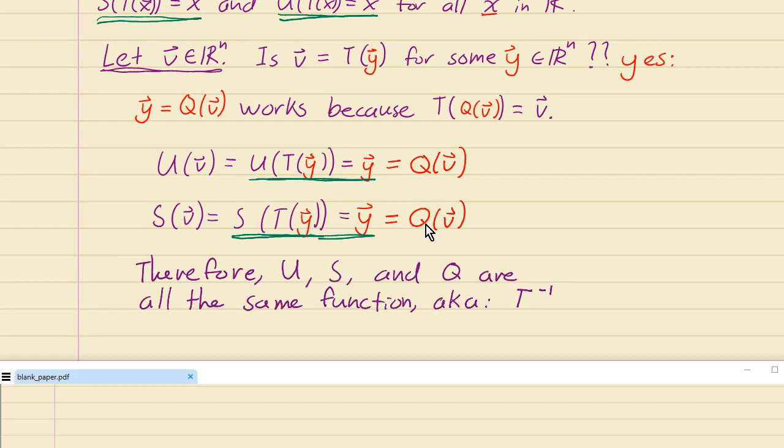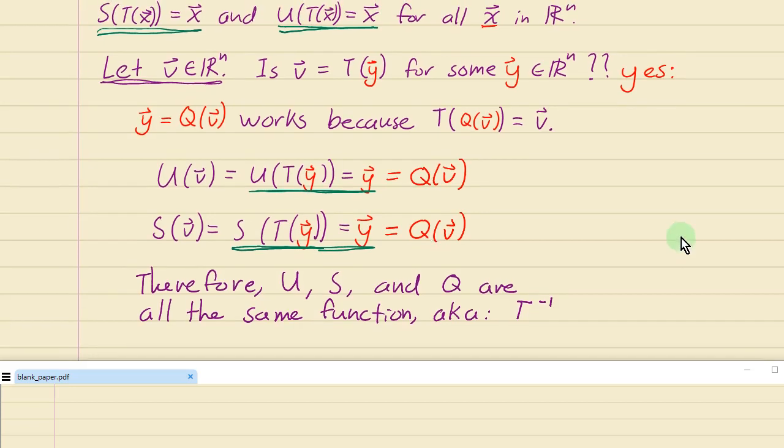So what this proves is that if there's a function that cancels out with T in this way, like if you do S of T of x and you get x, or you do another function U of T of x equals x, and you're assuming T is invertible, and the definition of invertibility says there exists this other function Q, it turns out they all give you exactly the same output, no matter what vector in Rn you plug in. So that means they are the same function, and that's why you usually write it as just T inverse. That's a nice thing here.